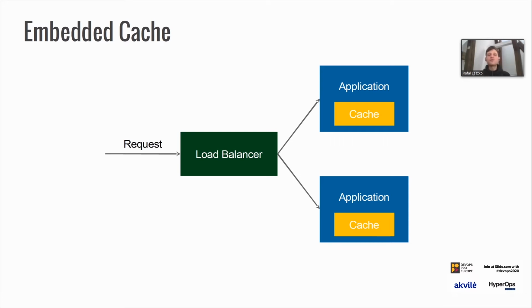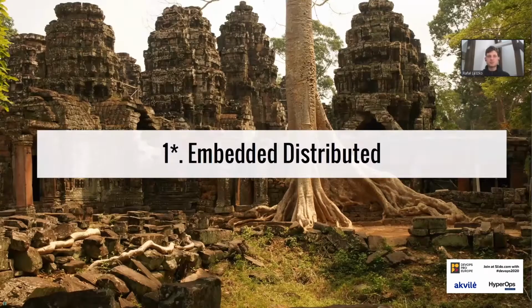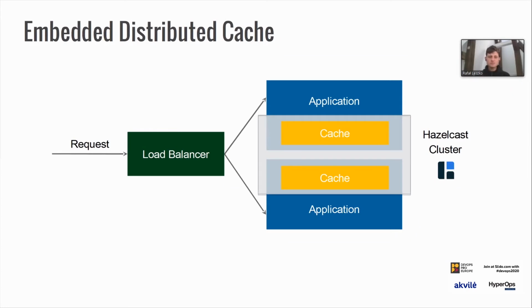One of the improvements to the embedded cache would be an embedded distributed cache. So the application will be the same, it's still the same architectural pattern. However, this time we'll use a different caching library, and we will use Hazelcast. So now all caches in our application service replicas form one consistent cache cluster. So no matter to which application you send a request, they use the same cache.